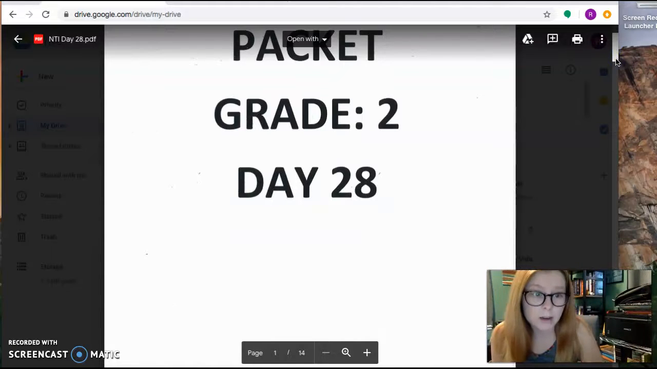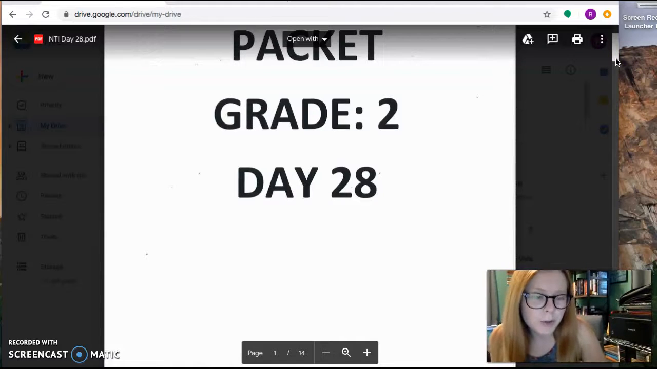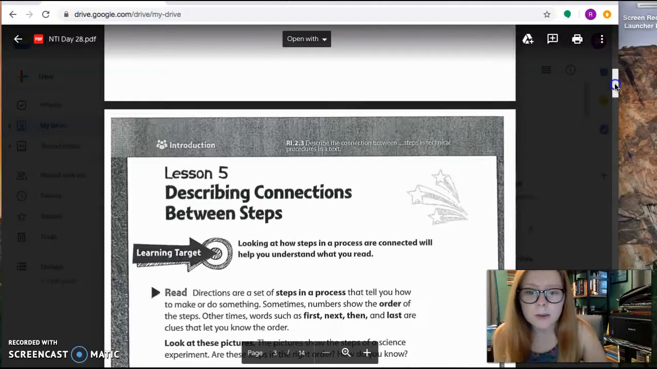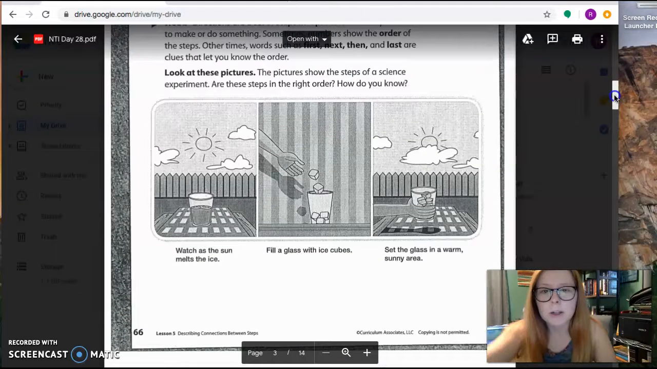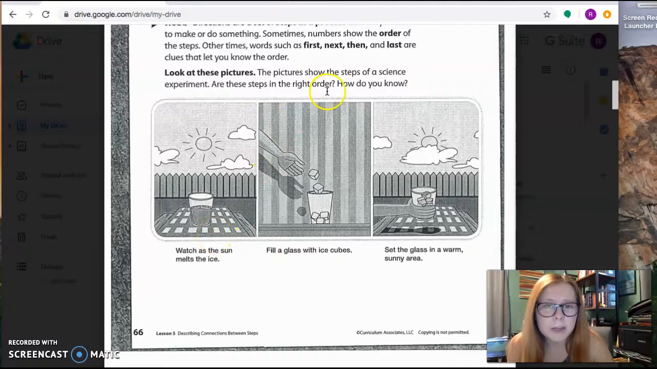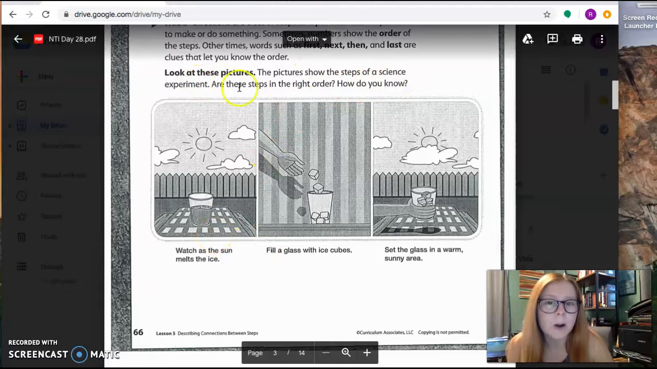Today's packet has a little bit of writing, okay? You've written in your other packets, I know, but today you are writing the steps in a process. If we come down here and look at the first page, it has a picture of a glass. The pictures show the steps of a science experiment. Are these steps in the right order, and how do you know?